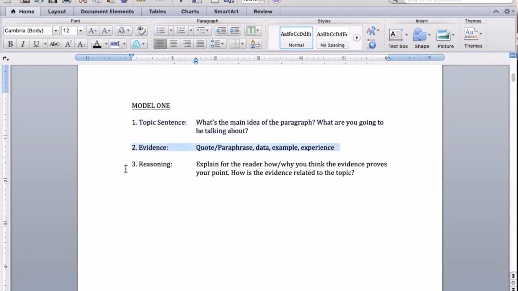The evidence, I'm not going to talk a whole lot about, but what I really just want to point to right now is that evidence can take on a lot of different forms. So if you're in the sciences, this is where that data goes.